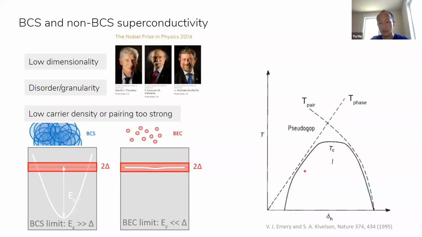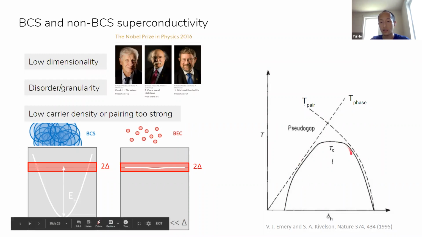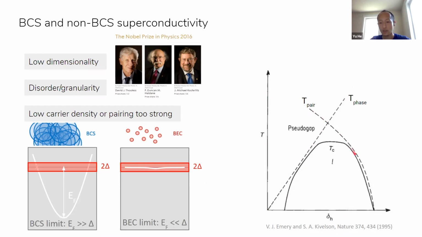So back then in 1995, Victor Emery and Steve Kivelson proposed this very famous phase diagram to explain the domed shape superconductivity phase region in the high Tc phase diagram. The horizontal axis is hole doping. When we introduce hole doping, first, the phase coherence becomes better and better, while the pairing interaction becomes worse and worse. Therefore, in the underdoped region, it's a phase coherence limited superconductor, while on the overdoped side, it's a pairing limited, or BCS type of superconductor.